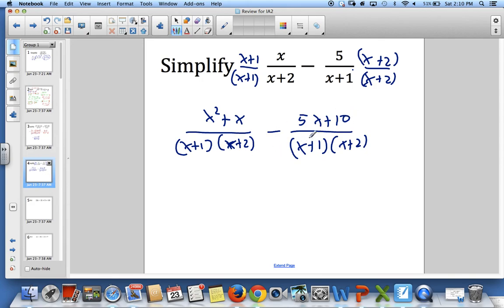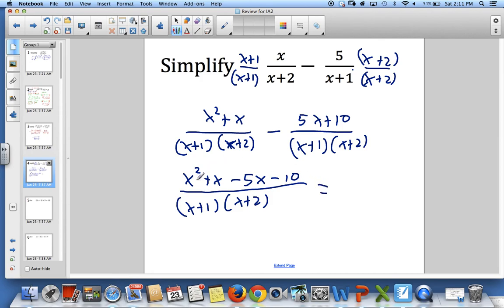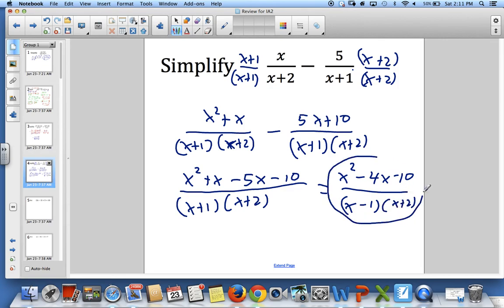And now the denominators are the same, so I combine the top. Now be careful when you combine the top. That becomes x squared plus x minus 5x. Now I'm going to put minus 10 because this minus goes to both the 5x and the 10 over x plus 1, x plus 2. And now the top becomes x squared minus 4x minus 10 over x minus 1, x plus 2. We'll just leave that as our final answer right there. Okay, let's go to the next one here.